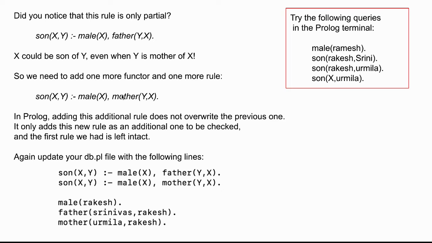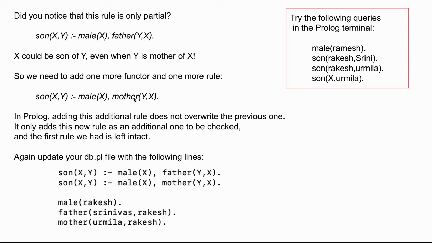We need a new functor called mother of y comma x, which will be true if y is mother of x. So you need to add this rule in addition to the previous one in your Prolog database file. Now remember, in Prolog, if you have this additional rule with the same left hand side, this does not override the previous one. In C or Python, if you had two equations where the left hand side was the same, the second one would override the first one, but in Prolog that doesn't happen.